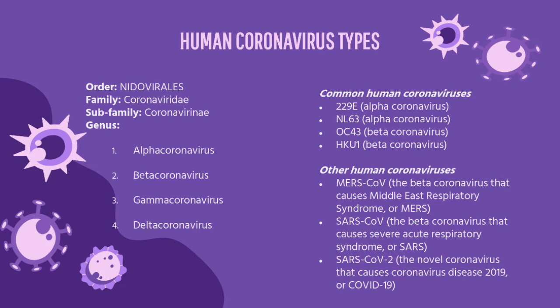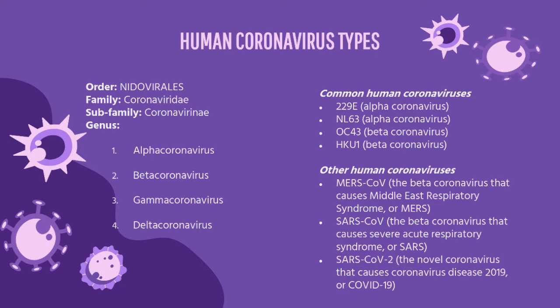Within the order Nidovirales and the subfamily Coronavirinae lies the family Coronaviridae. This is further divided into 4 genera: the alpha, beta, gamma, and delta coronaviruses. Alpha coronaviruses and beta coronaviruses exclusively infect mammalian species. Gamma coronaviruses and delta coronaviruses have a wider host range that includes avian species.